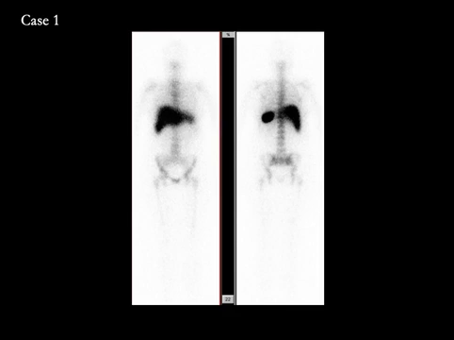Case number 1 shows anterior on the left and posterior whole body images from an indium labeled white blood cell scan. Here on the posterior image you can see that the spleen is more intense than the liver. They both show uniform uptake and there is mild bone marrow activity. There is no focal abnormal uptake of indium labeled white blood cells to suggest presence of active infection.